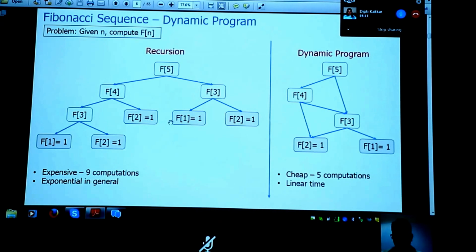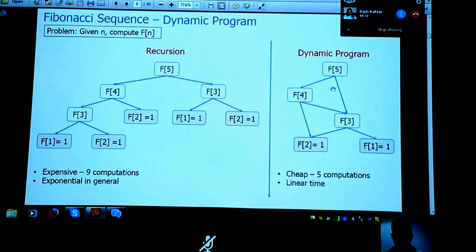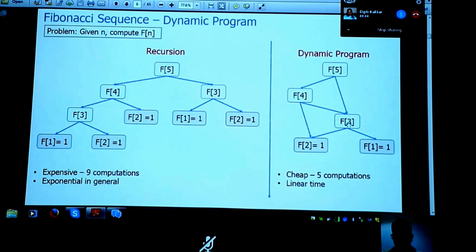You can see that this f2 equal to 1 is the same as another f2 equal to 1 here. Similarly, why are you computing f3 again and again here? Once you have computed it here, you can reuse it. So you can shrink this entire tree into a much smaller DAG, like this. f5 needs f3 and f4, and f4 needs f3, but we have already done it. So you just reuse, don't recompute. Similarly, f2 can be reused by f3 and f4 and so on. You see that it has become a much more compact structure, right?